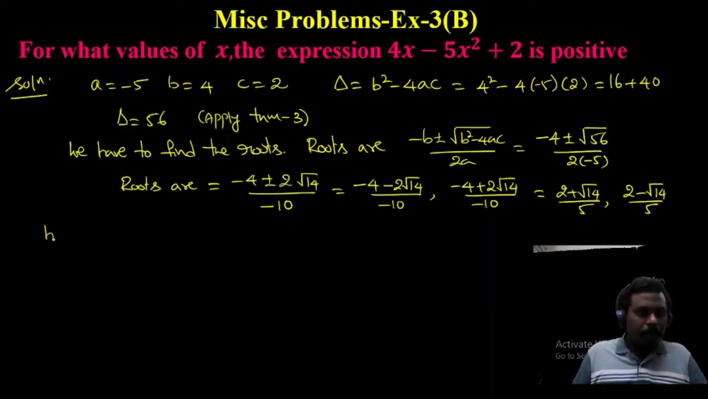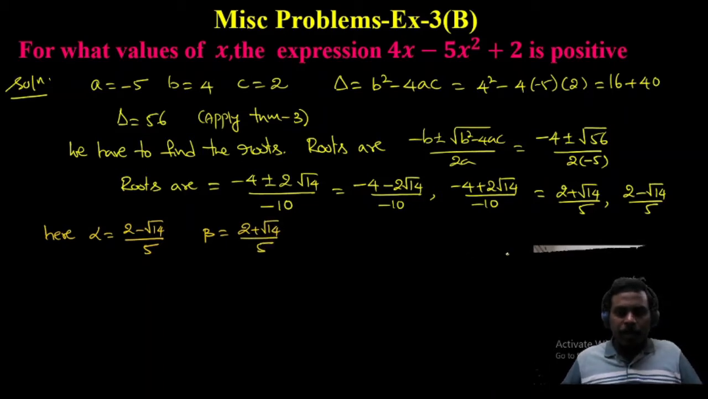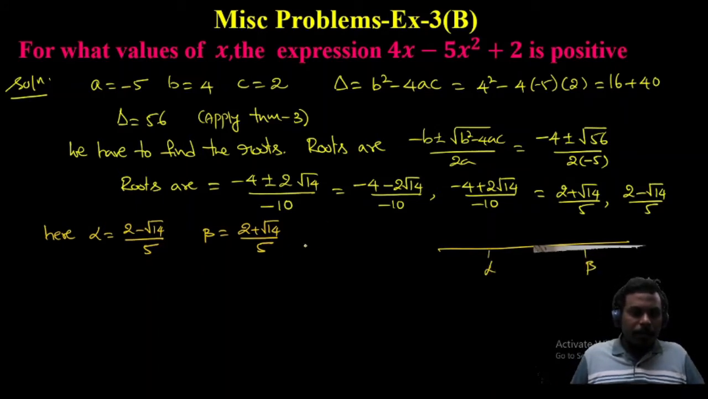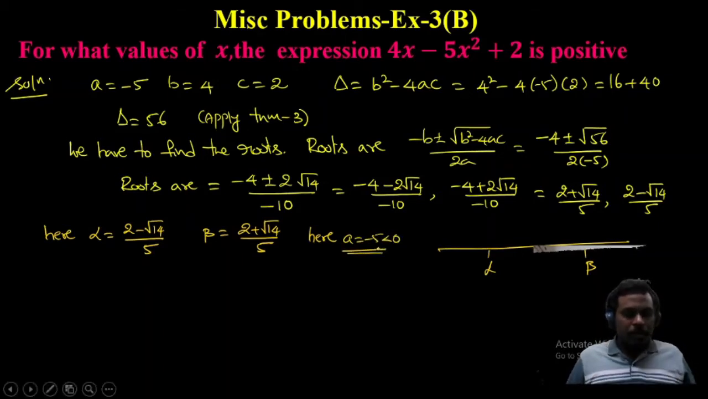So here alpha is equal to 2 minus root 14 divided by 5 and beta is equal to 2 plus root 14 divided by 5. In this case we have to draw the diagram as alpha comma beta, and a is minus 5, which is negative. If this is negative, so what is the conclusion here?